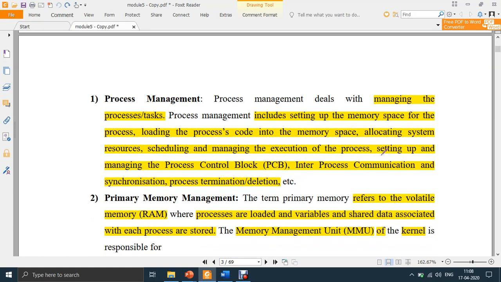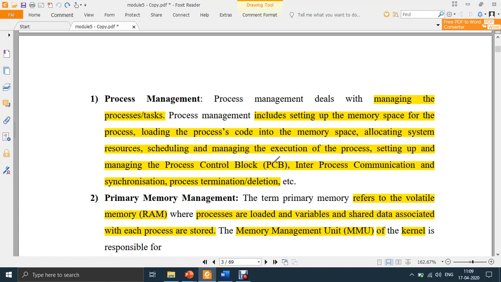Then setting up and managing PCB. So what is this PCB? Process control block, or it is also known as task control block. What will it have? It will have the information about the process. The first information it will have is the process ID. I just showed you the process ID. Each process will be given a number so that it can identify the process, the name of the process. So that information is available in the PCB.